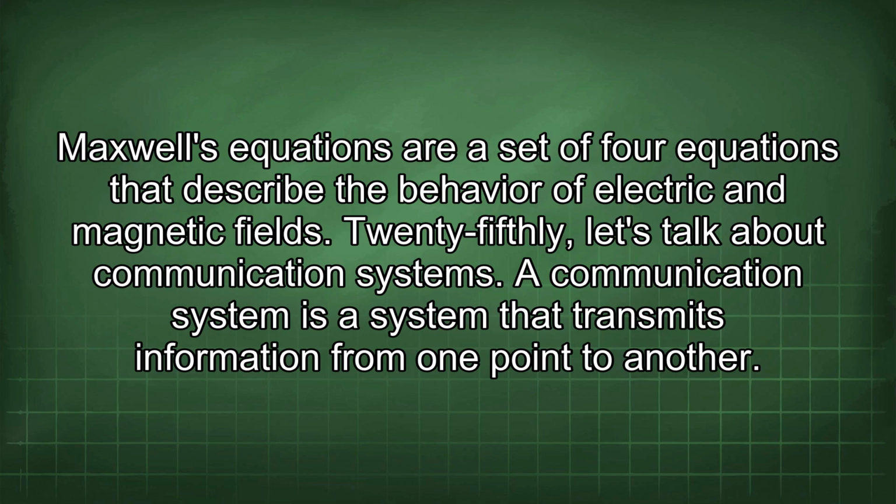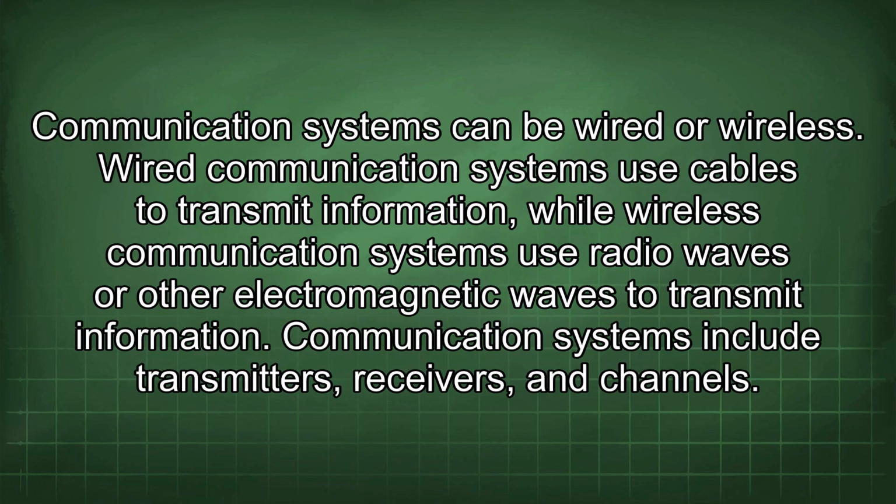25thly, let's talk about communication systems. A communication system is a system that transmits information from one point to another. Communication systems can be wired or wireless. Wired communication systems use cables to transmit information, while wireless communication systems use radio waves or other electromagnetic waves to transmit information. Communication systems include transmitters, receivers, and channels.